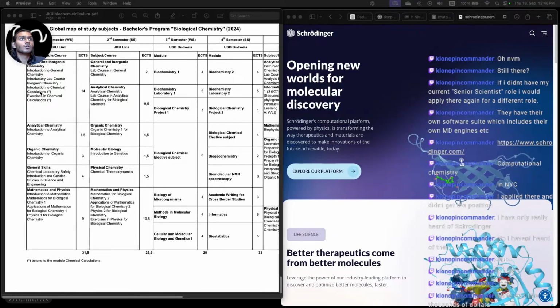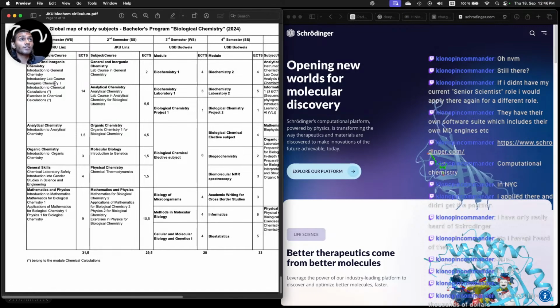These two. I did pass introductions to chemical calculation, but exercises in chemical calculation, the exam's coming up. If I do pass those, then I just have inorganic and introduction to general chemistry. Okay.